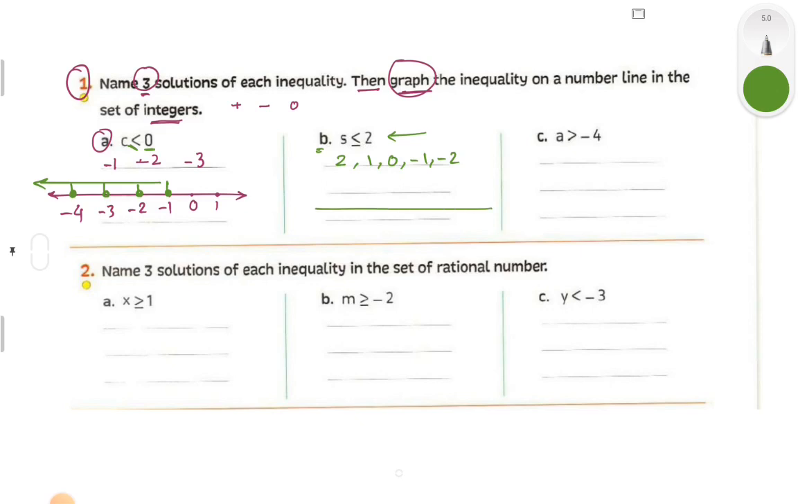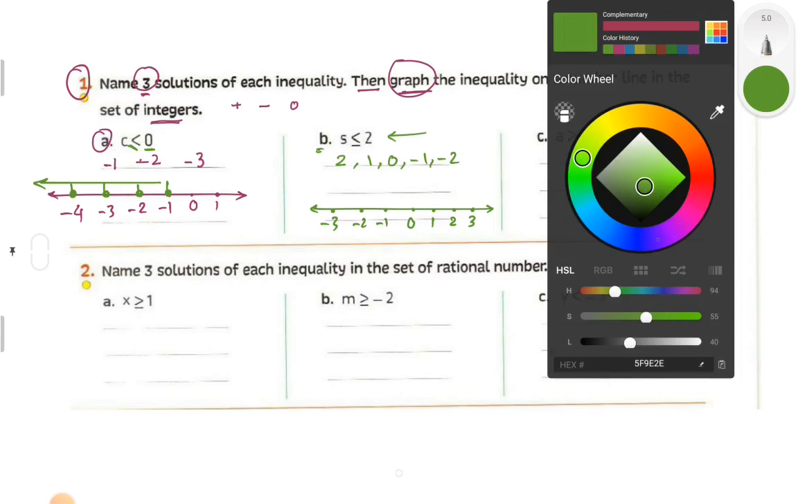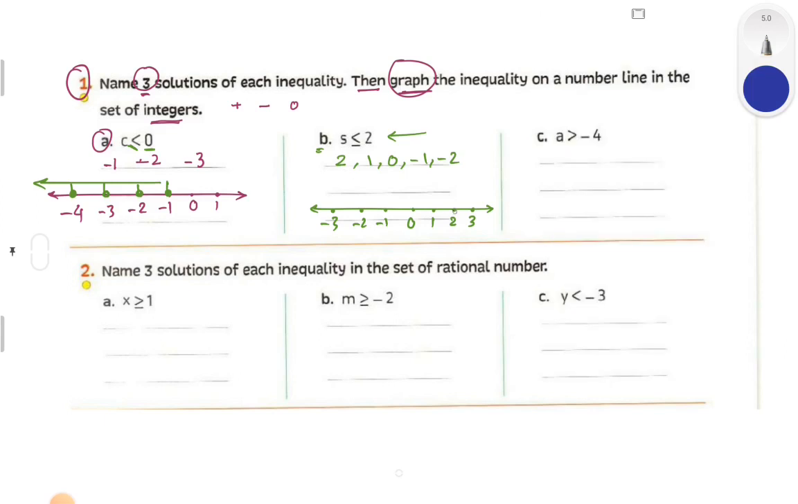Now to graph it, I need 2, 1, 0, minus 1, minus 2. So maybe write 3, 2, 1, 0, negative 1, negative 2, negative 3. Now, what's our solution? We start with 2, 1, 0, negative 1, negative 2, negative 3. Make these short lines and an arrow.